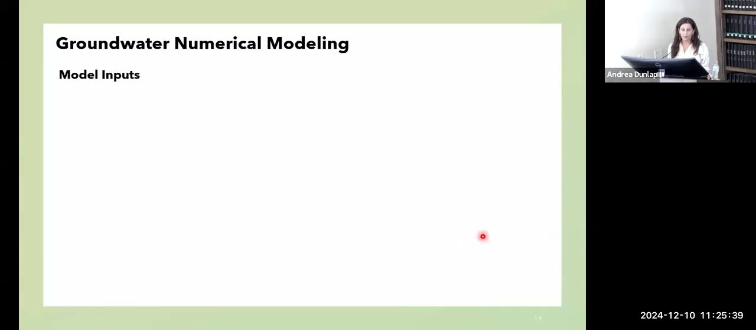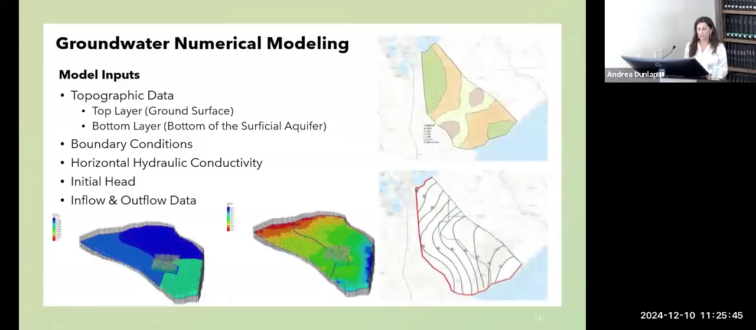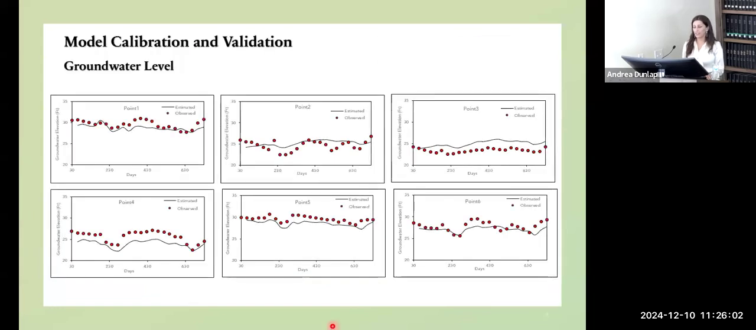In the next step, we developed the numerical model itself, using different inputs such as topography, boundary conditions, hydraulic conductivity, initial head, and other hydrogeological information like inflow and outflow data. We set up our numerical model, and then the model was calibrated and validated.